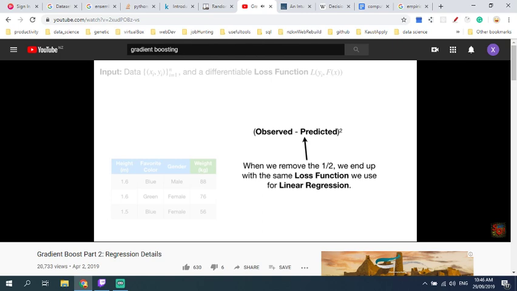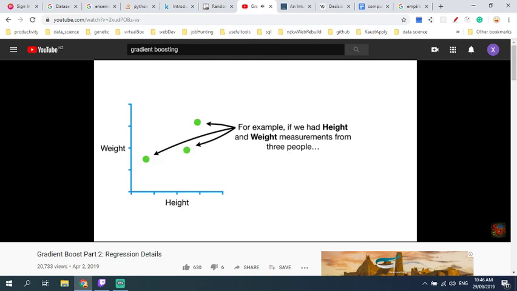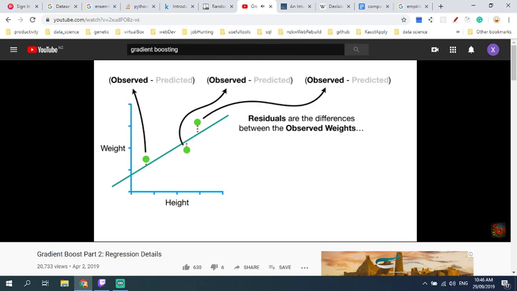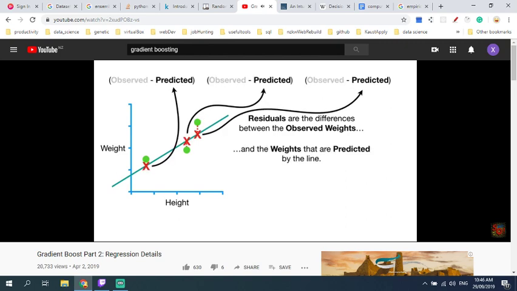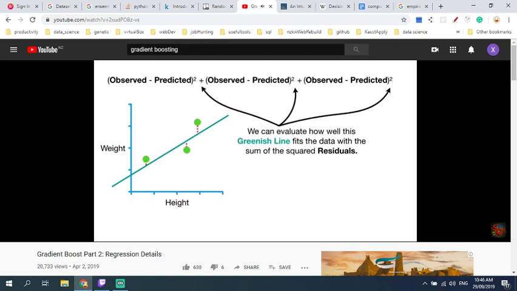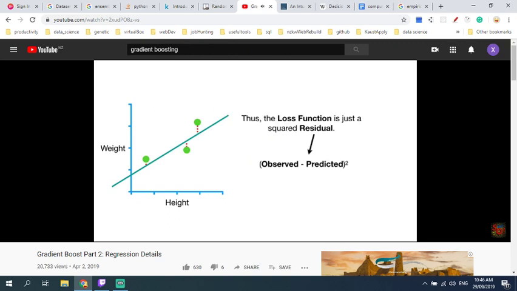When we remove the 1/2, we end up with the same loss function we use for linear regression. For example, if we had height and weight measurements from 3 people, then we could fit a line to the data. Residuals are the differences between the observed weights and the weights that are predicted by the line. We can evaluate how well this greenish line fits the data with the sum of the squared residuals. Thus, the loss function is just a squared residual.